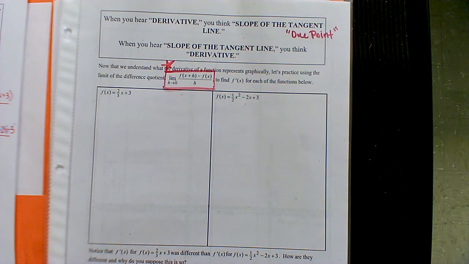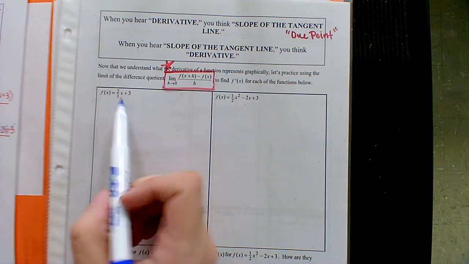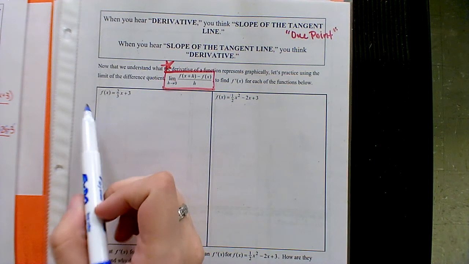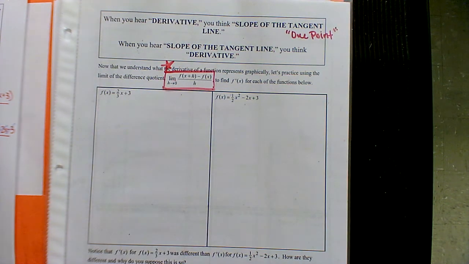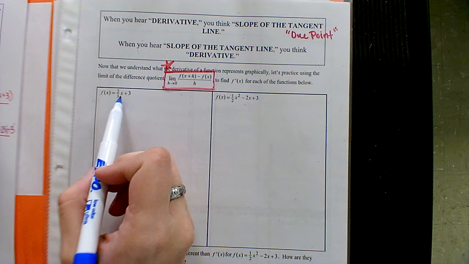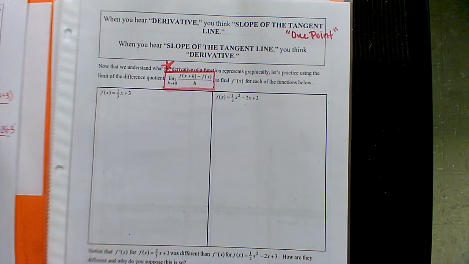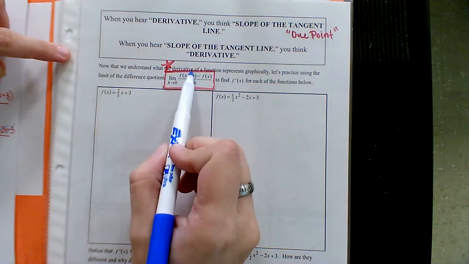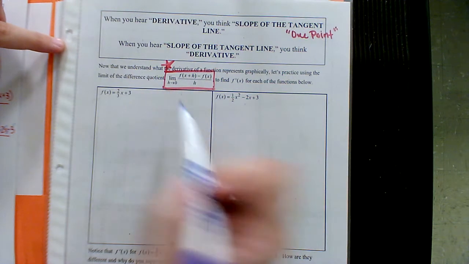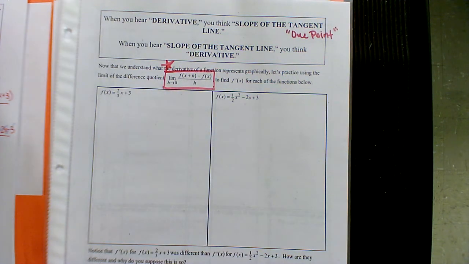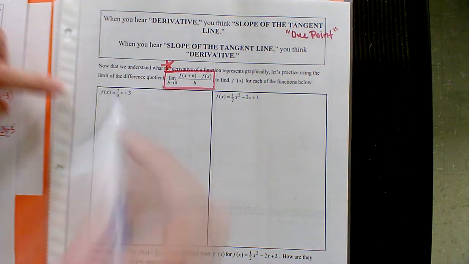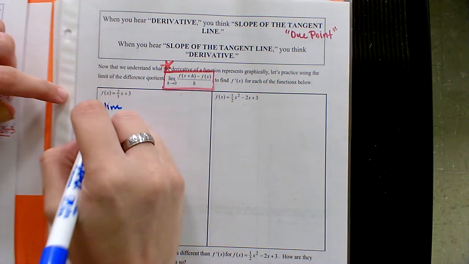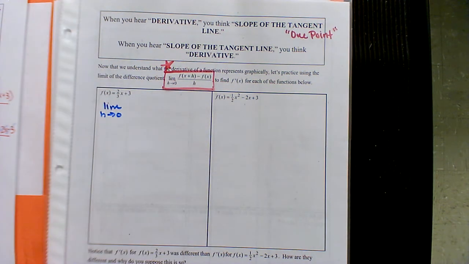So let's take a look at our first example. Let's say f of x is 2/3 x plus 3. We're going to try to find the derivative, the slope of the tangent line at any location we want. In order to do that, we're going to use this limit to plug in certain things, solve the limit, and see what we get. So let's write limit as h approaches 0.